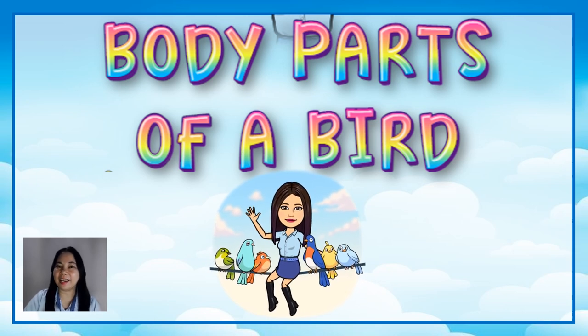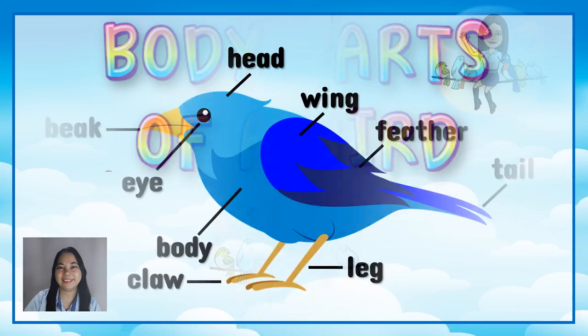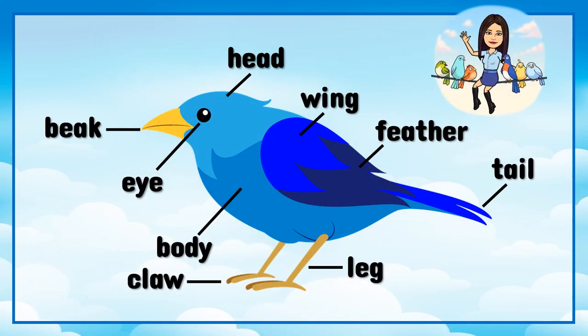Let's study and identify now the body parts of a bird. These are the body parts of a bird. Head, eye, beak, body, wing, feather, tail, leg, claw.